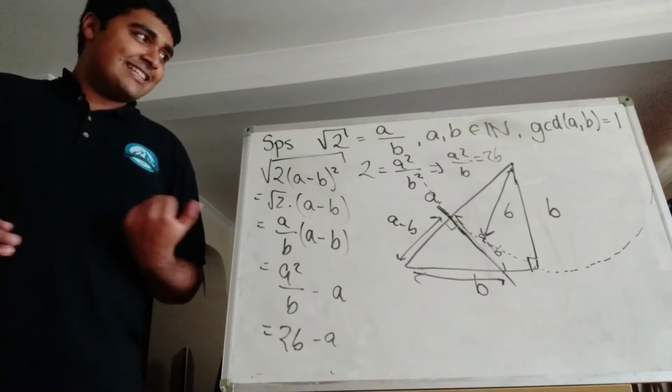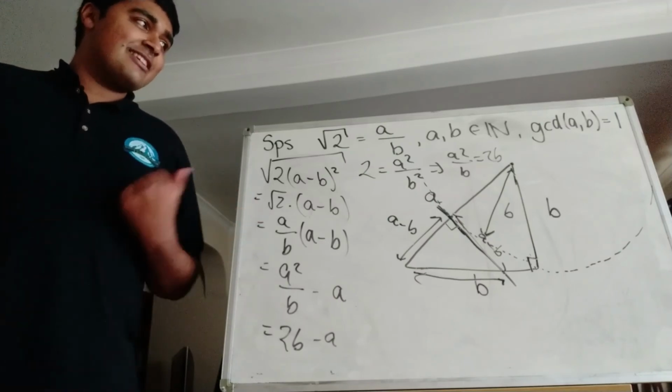I hope that has all made sense. It's another nice proof, a geometric proof this time, of the irrationality of root 2.